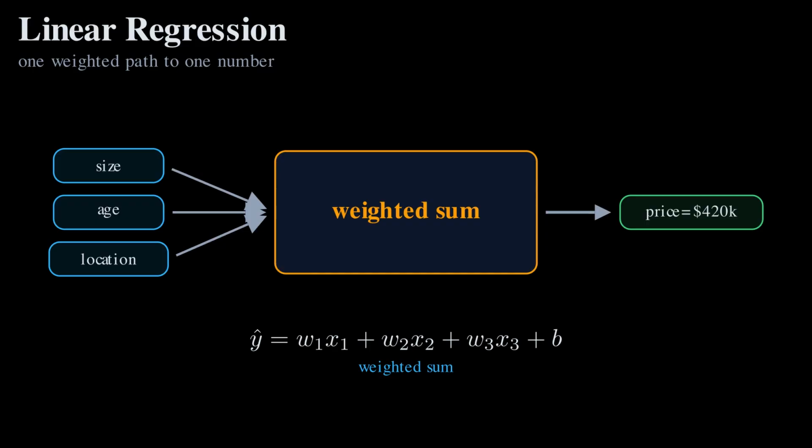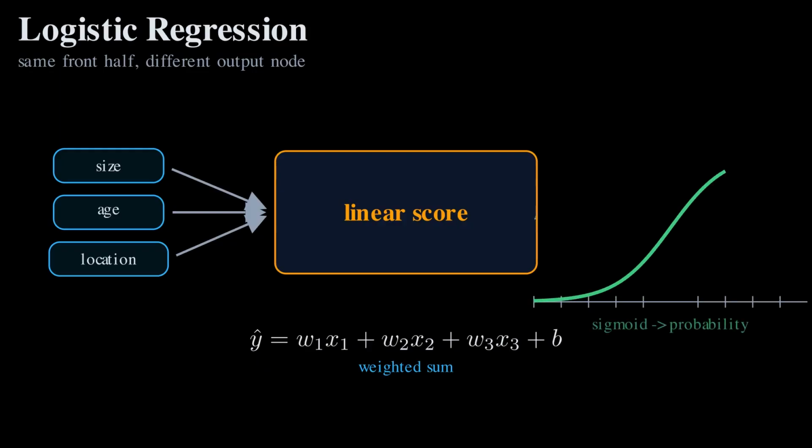If you imagine house price prediction, square footage might add value, age might subtract value, and location quality might add even more. The architecture is shallow, direct, and easy to interpret. But linear regression only works well when the target is continuous and the relationship is roughly linear. It does not naturally create categories like yes or no.